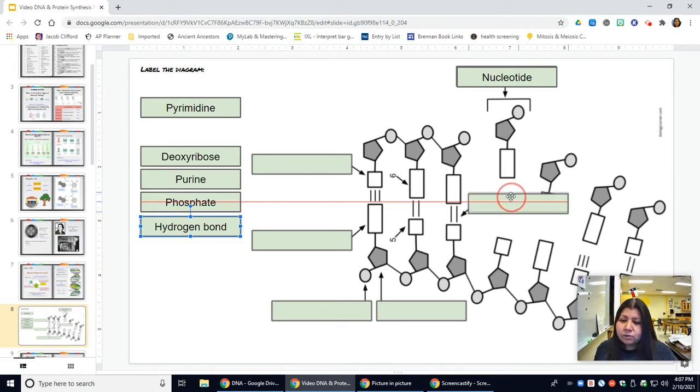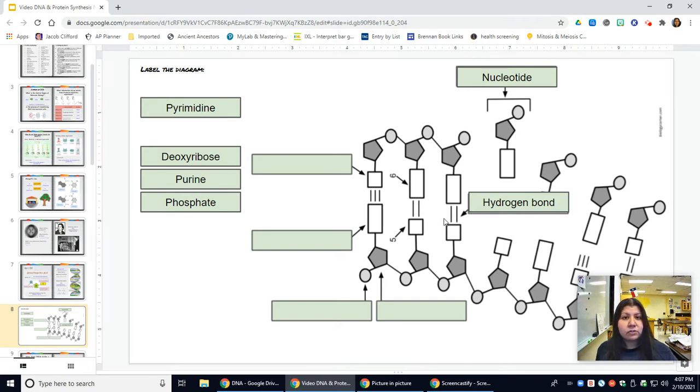Now, hydrogen bonds are really important to know about for biology just because they allow reactions to occur that we need whenever we're making molecules. We'll talk more about that one later.